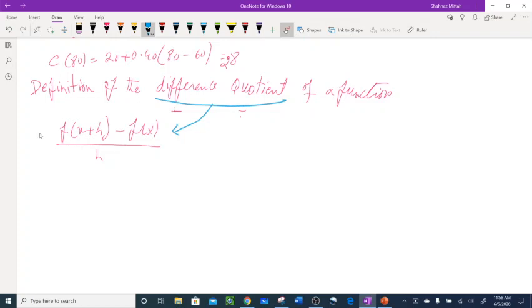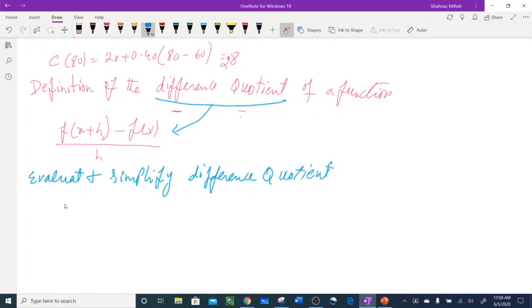Now, if you have a question, for example, evaluate and simplify a difference quotient. Evaluate and simplify the difference quotient. Okay, so my function there is f(x) equal to negative 2x squared plus x plus 5. So find and simplify the expression. So now I'm using this expression to solve this.